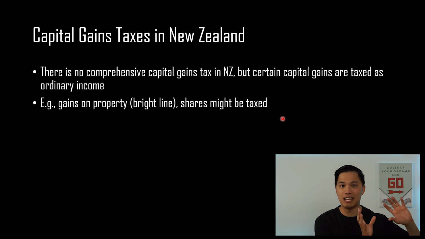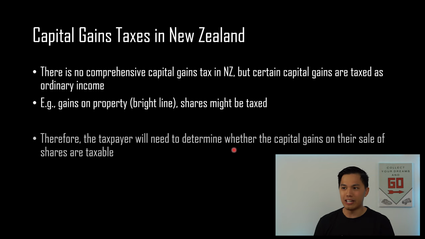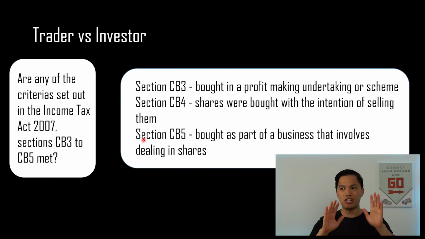Obviously, shares are not under the bright line rule test. There'll be another test, and I'll be talking about that in the next slide. What I'm trying to get to on this slide is basically that the taxpayer will need to determine whether the capital gains on their sale of shares are taxable. So now let's take a look at whether you're a trader or investor. Trader means that you have to pay taxes on capital gains.